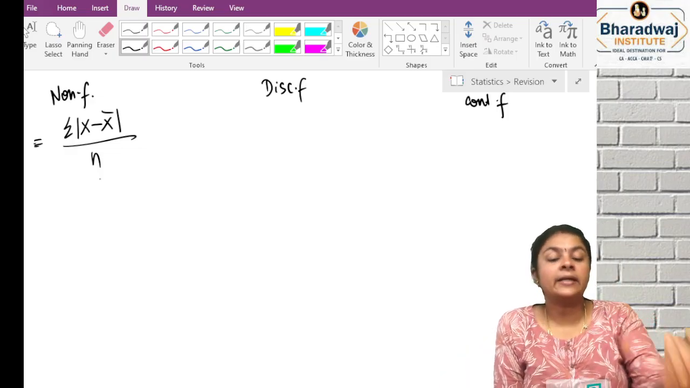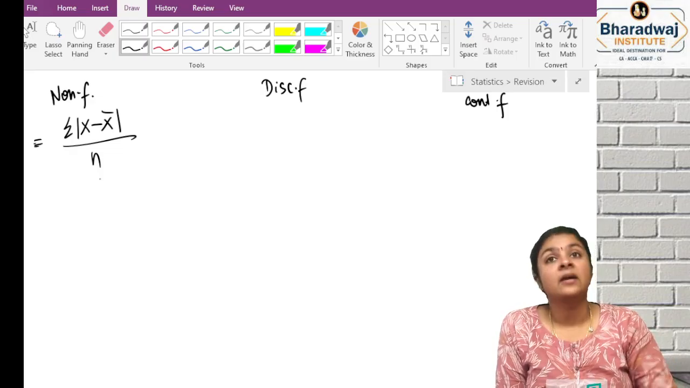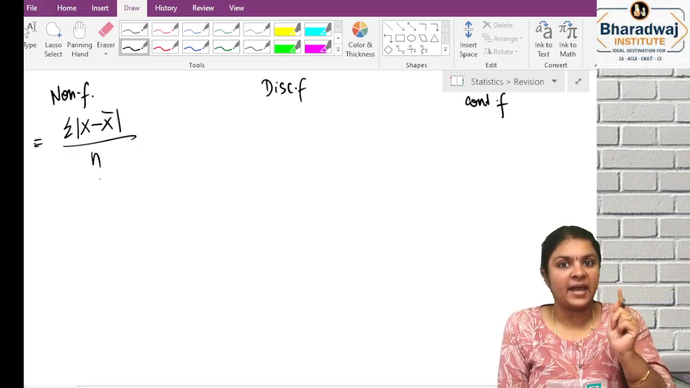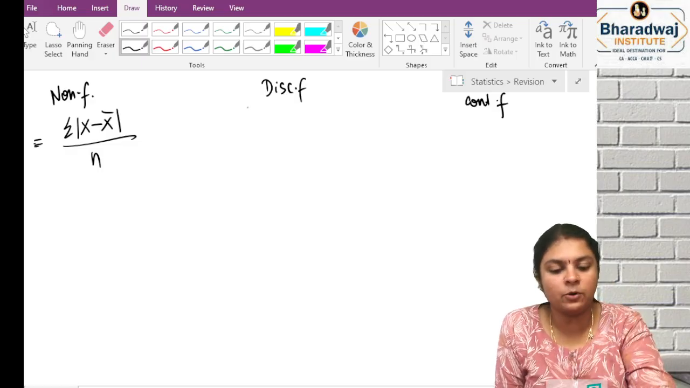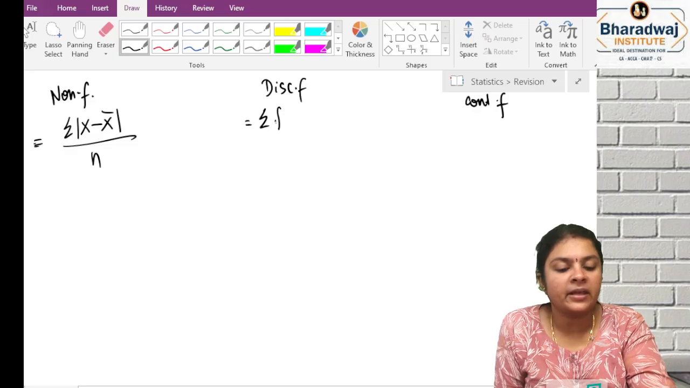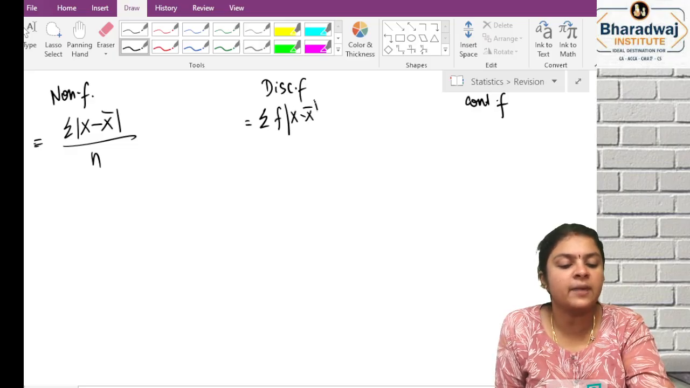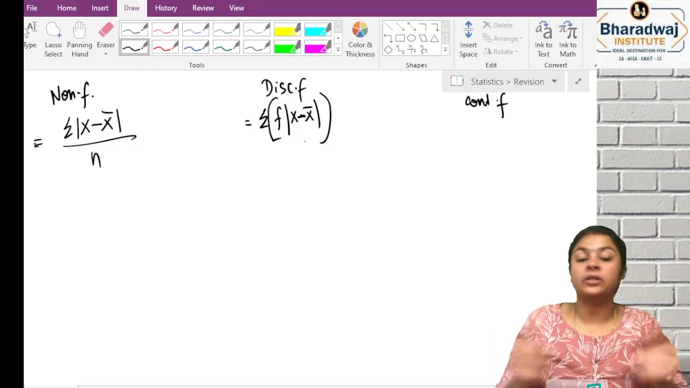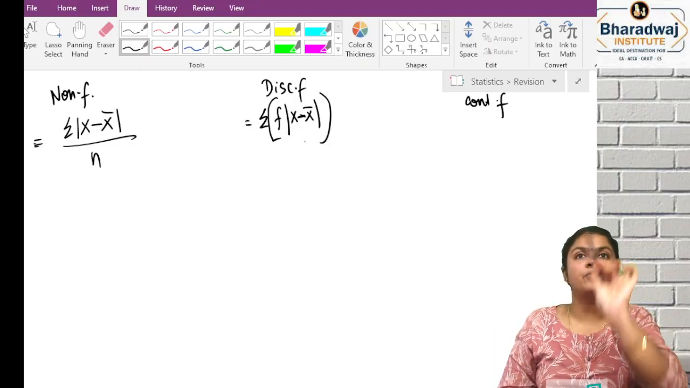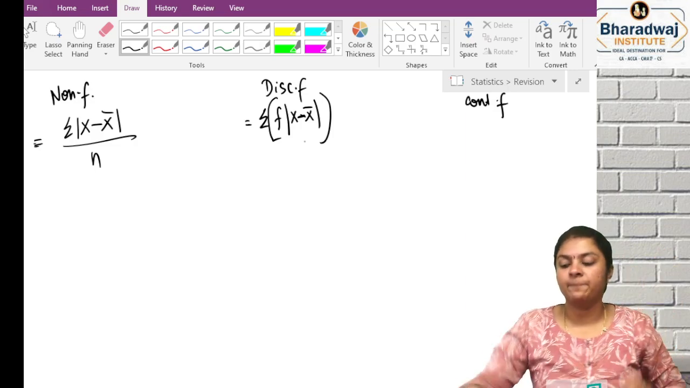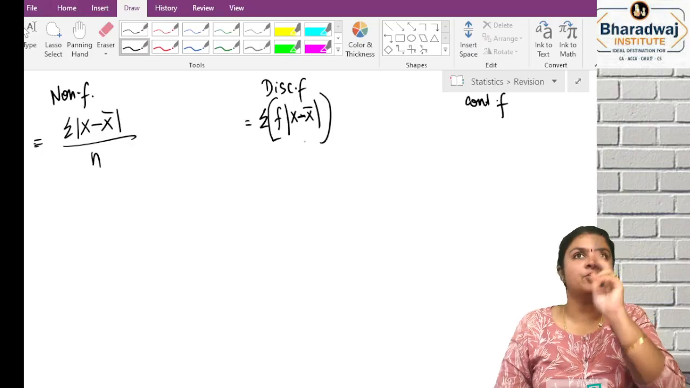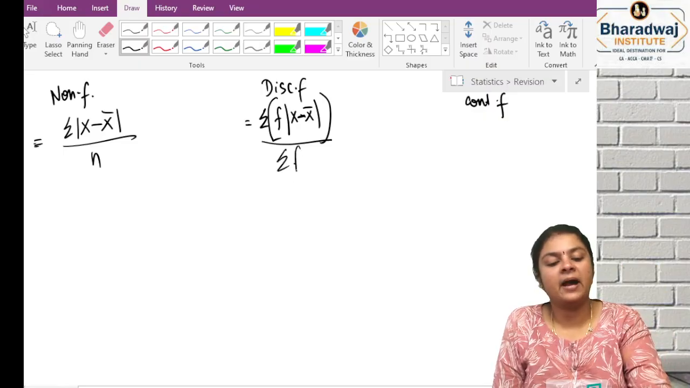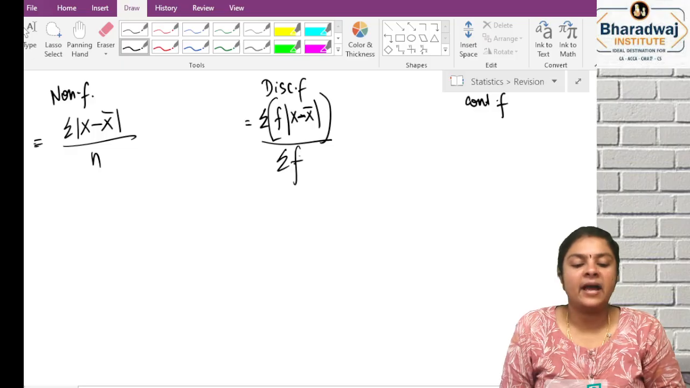Now when it comes to discrete frequency, in arithmetic mean what formula did we use? Sigma fx by sigma f. So f will get multiplied. Same rule here: sigma f into modulus of x minus x bar. Ma'am, should I take the total of f and multiply with the total? No. Every individual value's frequency and deviation will be multiplied, divided by sigma f. N gets replaced by sigma f.